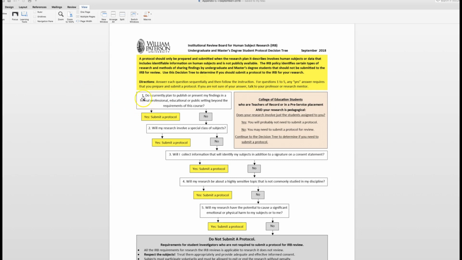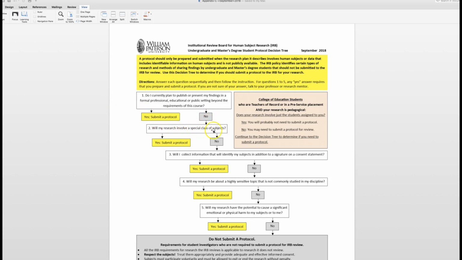Do I currently plan to publish or present my findings in a formal professional, educational, or public setting beyond the requirements of this course? If you're going to write an article, or do a presentation at NJSL, or even share the results with other teachers in your school in a formal presentation, well, actually, if you keep it to your school, it'll probably be fine. If you're doing it in a broader public setting, then you would need to submit a protocol. If you're not going to do that, no.